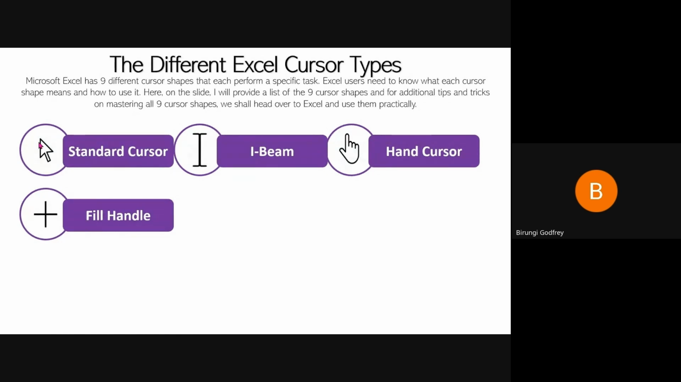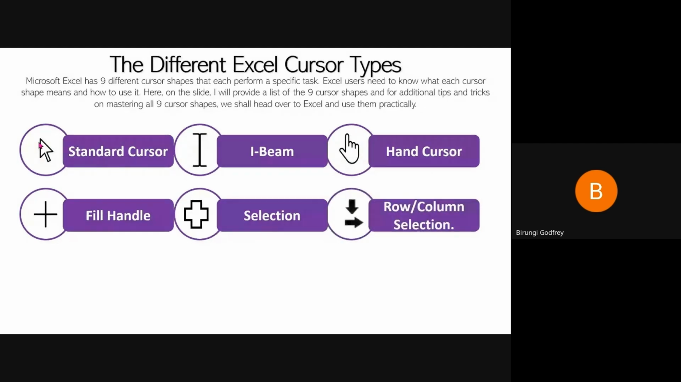Let me show you another cursor here. I don't know whether you have seen this one here, which we have called the selection cursor. How have you been using it? Then we also have another one that I'm going to be showing you right here. Who has seen this particular type of cursor? It's called the row or column selection. Have we all seen these types of cursors? This is called the move cursor. How many of us have used this? How often have you been using this move cursor?